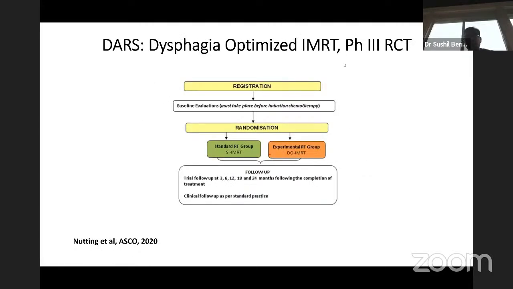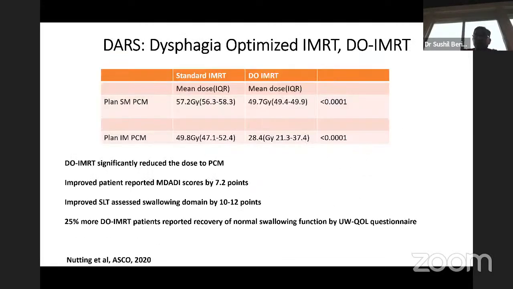So if you look at it, this was what they found, that once they contoured the constrictor muscle, the dose went down from 57 gray to 49 gray, about 15% difference in the dose. And for the inferior constrictor, the dose was almost 100% difference, from 49.8 to 28.4 gray. Because this was mainly oropharynx, it was easy to decrease the dose to inferior constrictor. But from patient-reported outcome, there was significant improvement in the MDADI score, as well as swallowing domain. So 25% more dose optimized IMRT patients recovered normal swallowing function by the University of Washington quality of life questionnaire. So it's important that, if you do not draw the structure, you would not know the dose.